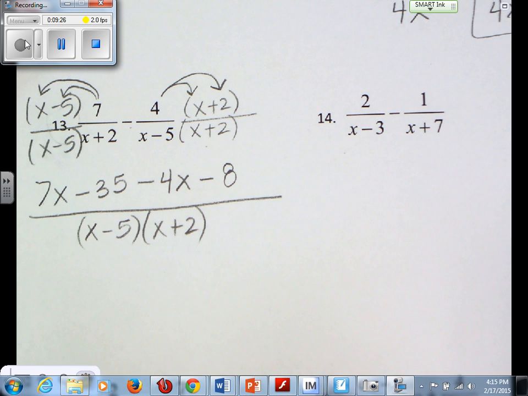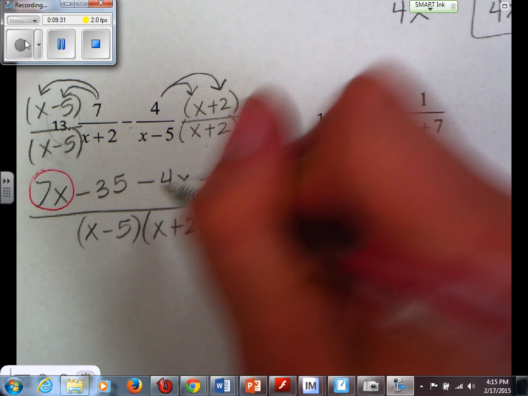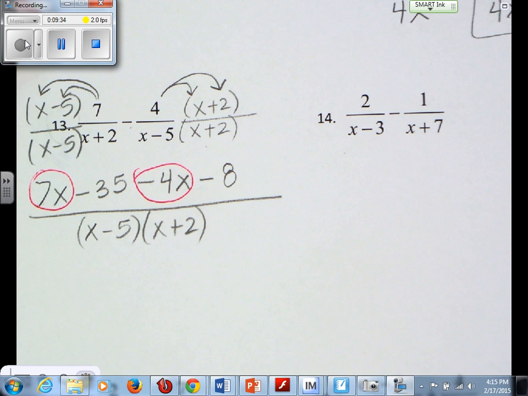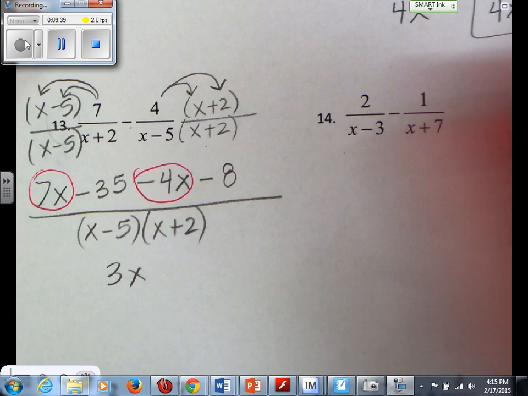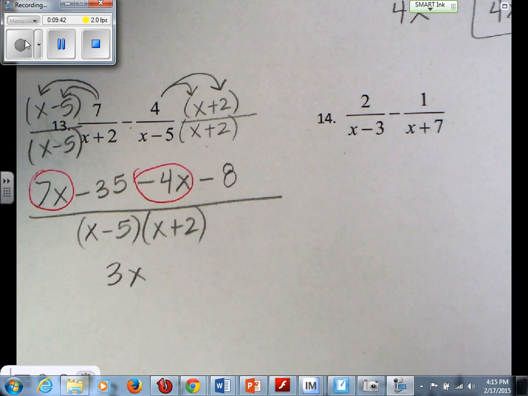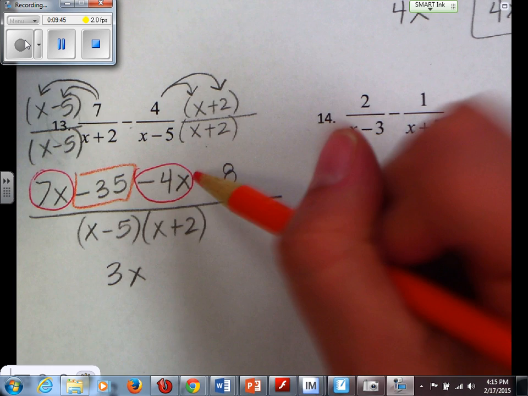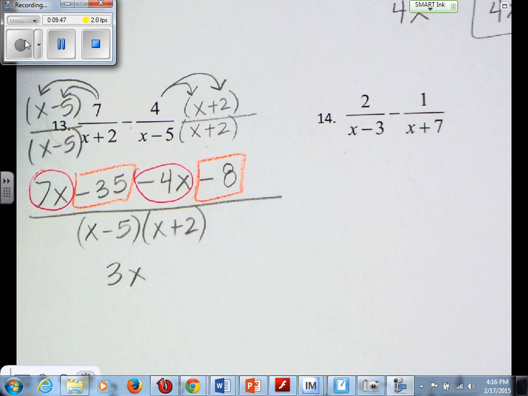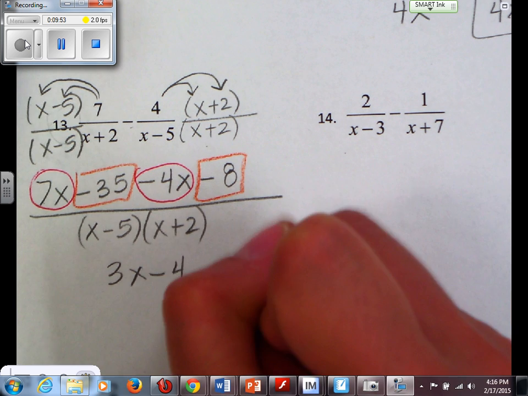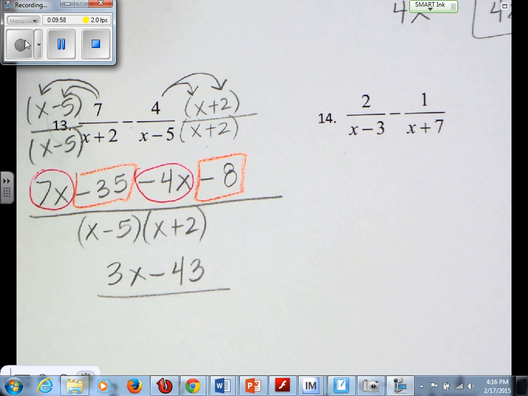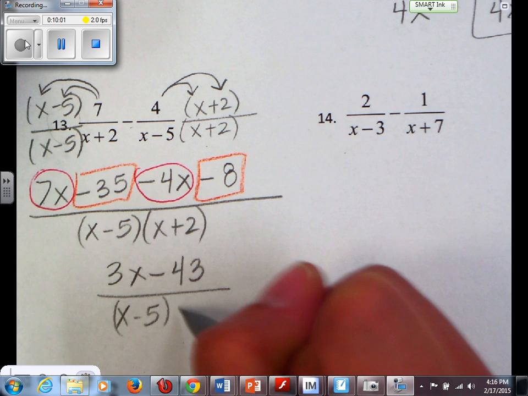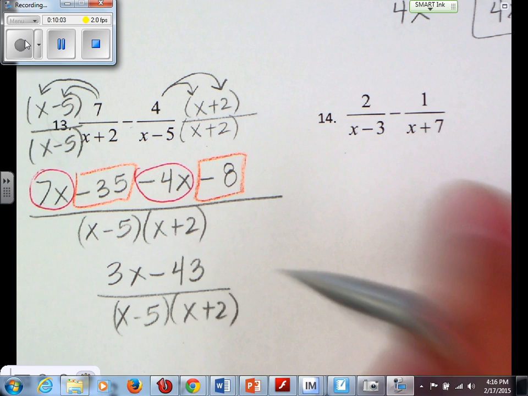Okay, now I have to combine the like terms. So what is 7x minus 4x? 3x. And the very last thing you have to do is say, okay, what is negative 35 minus 8? You would add it, no? Yeah, it becomes a really big negative number. Negative 43. You guys agree? It's negative 43 all over x minus 5 times x plus 2.